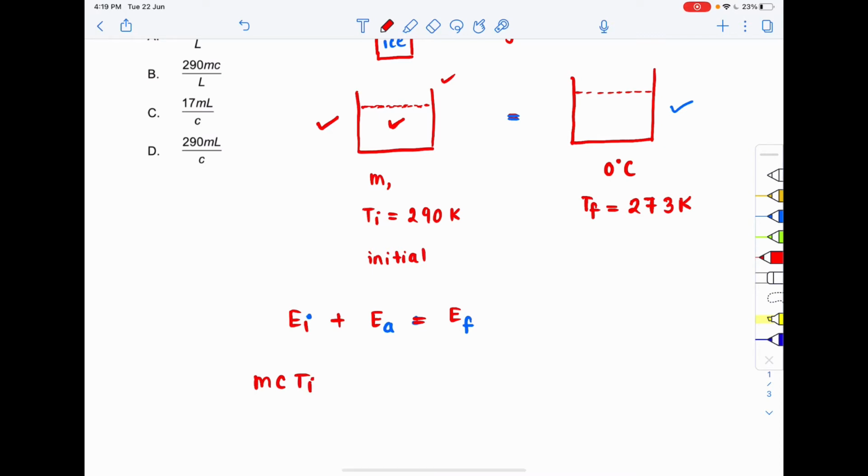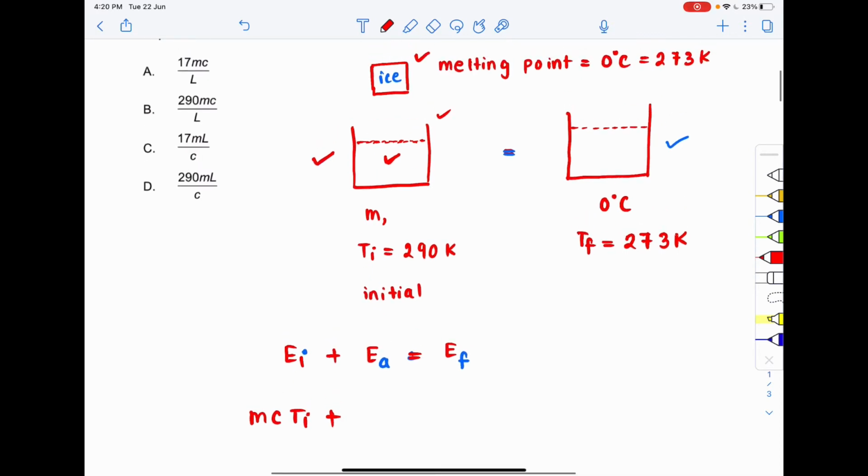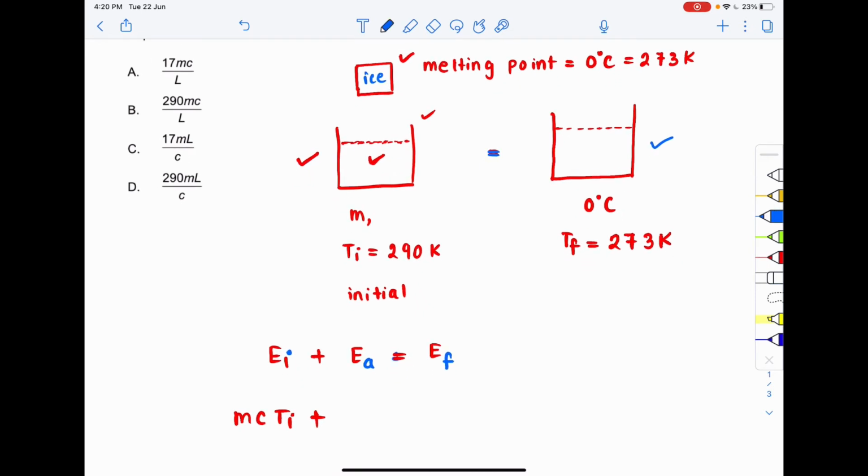Now what is the energy that is added? When the ice comes in contact with the water, the ice will change its state from ice to water. And we know that for ice to change its state from ice to water, it needs energy. How much energy does it need? It needs mL energy, mass into latent heat of fusion.